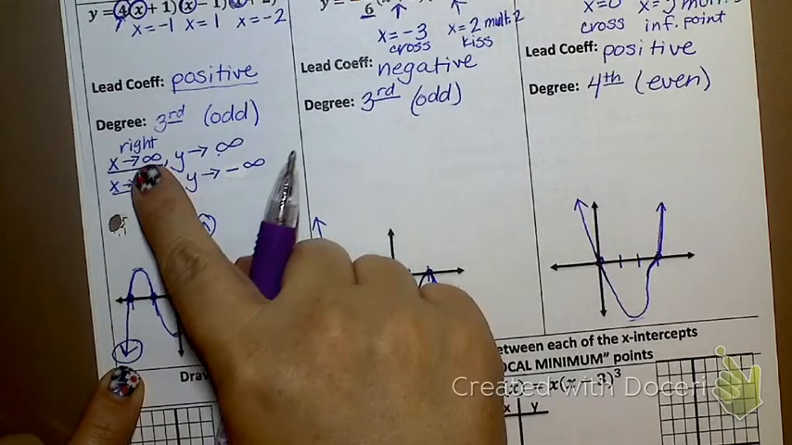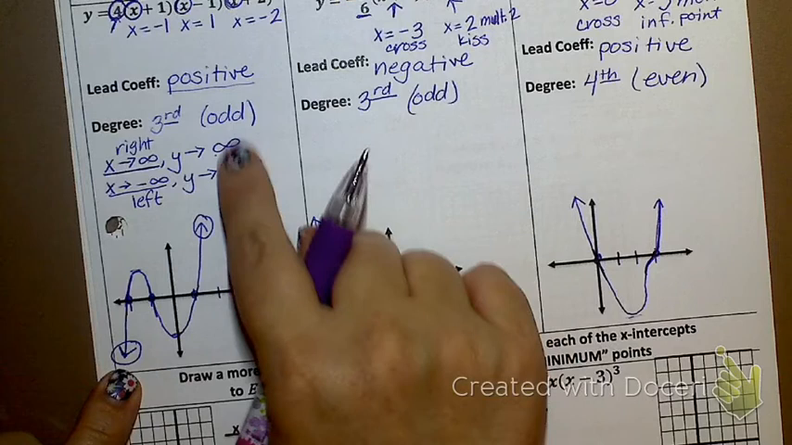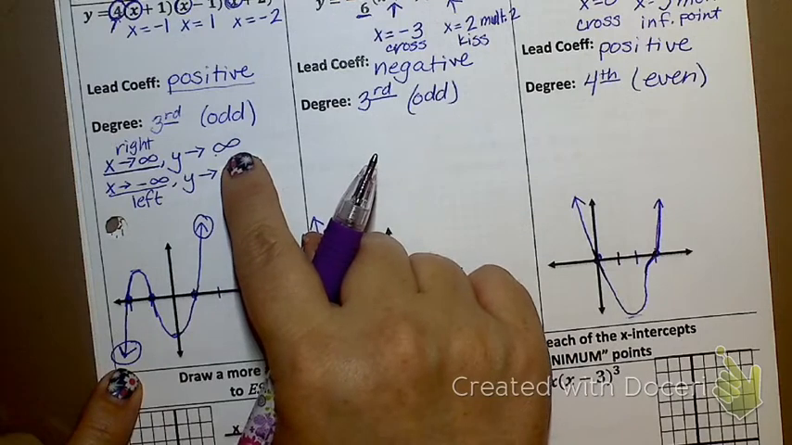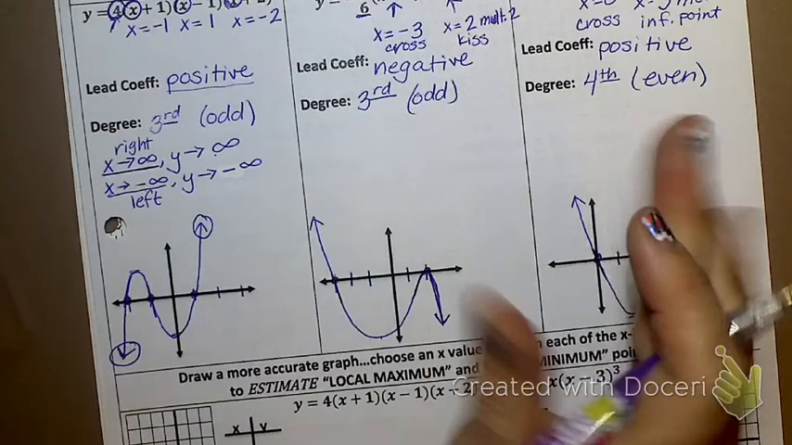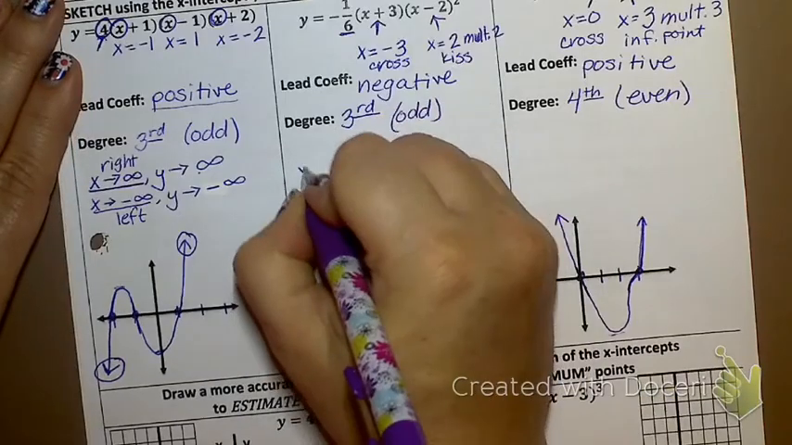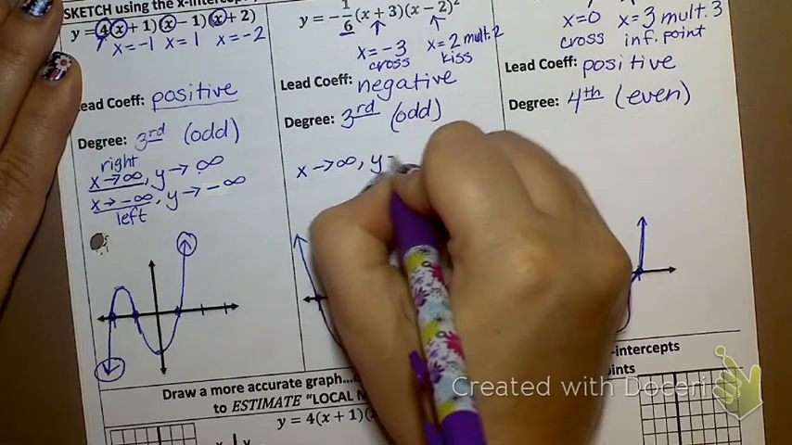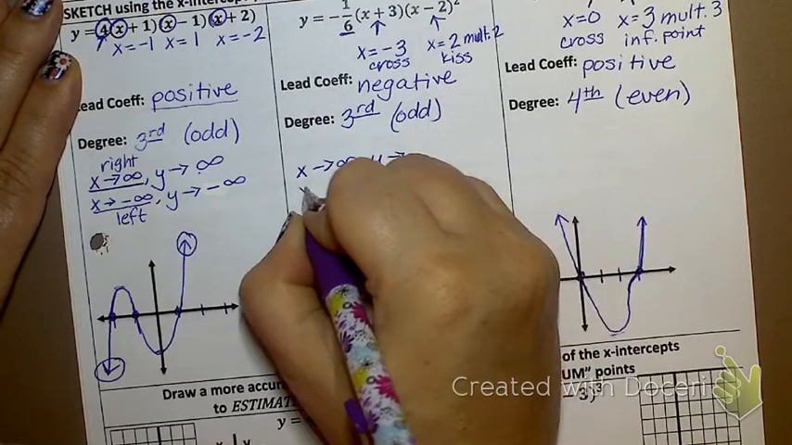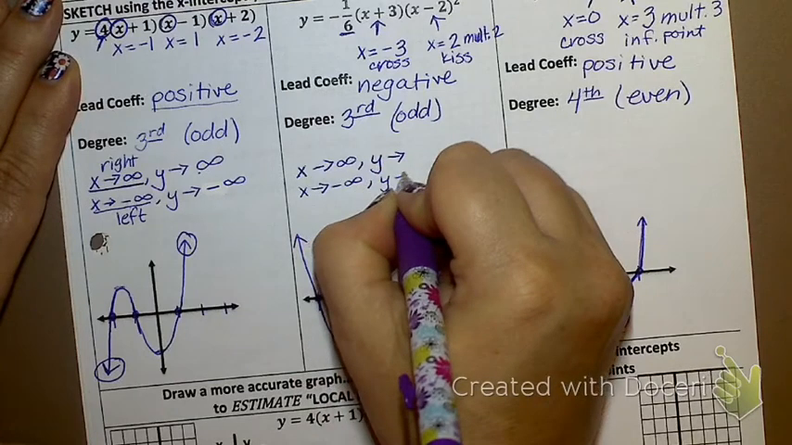So the first part tells you whether you're looking at the arrow on the left or the right. The second part is telling me, is it going up or down? So let's do this guy. x arrow infinity, comma, y arrow blank. x arrow negative infinity, comma, y arrow blank.